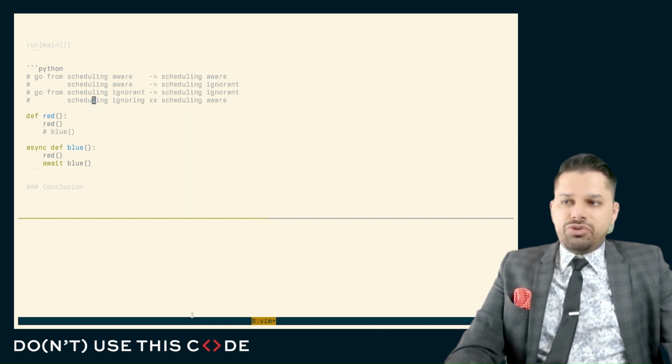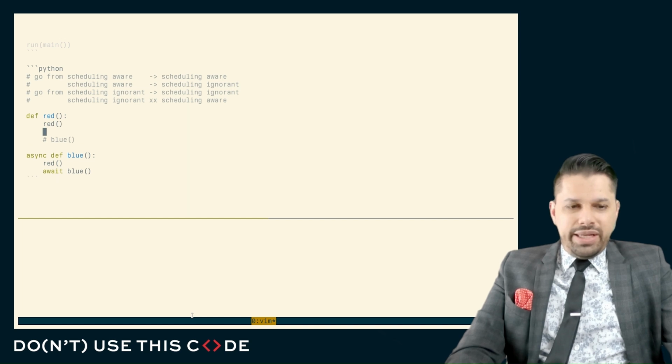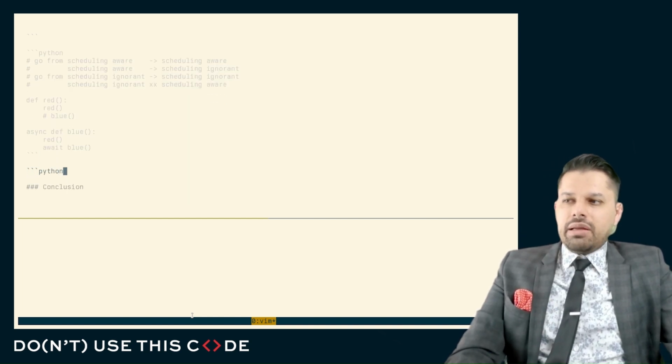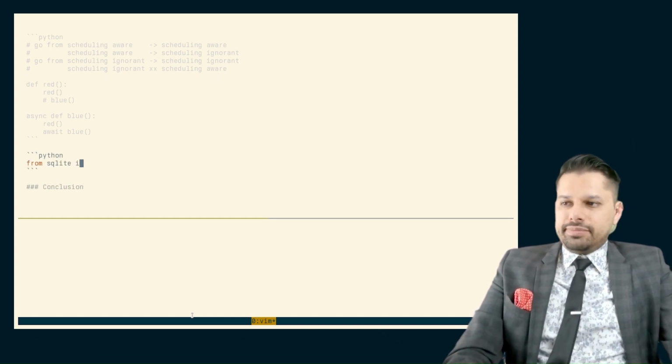You can't just reintroduce that without some dirty hacks, like going here and getting the event loop and then scheduling without that event loop. I'll show you what this means in consequence. Let's go to our SQLite example.